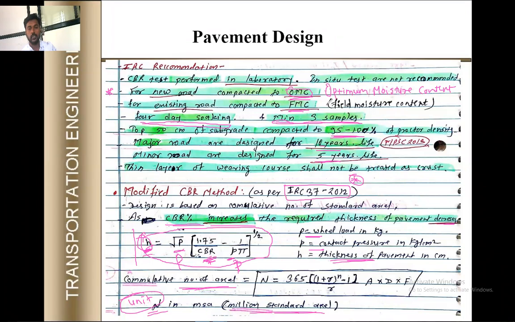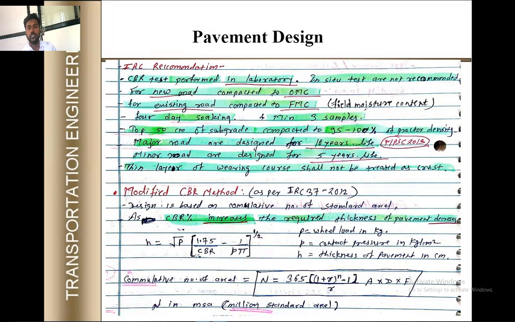Please write down this formula as per the modified CBR test. Thickness of pavement in centimeter is equal to. Below that, write down this formula.